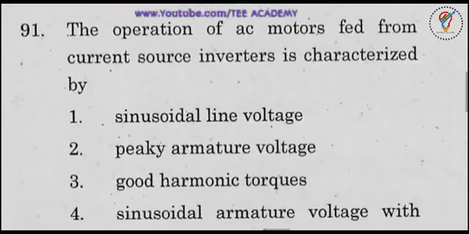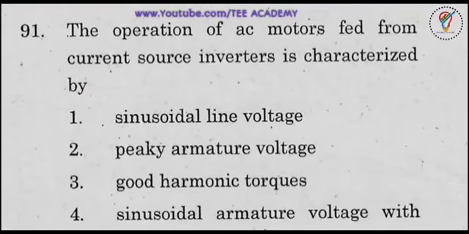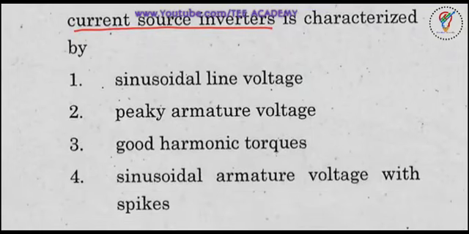Next one: the operation of AC motors fed from the current source inverter is characterized by... So current source inverter, where the current is going to be constant and the voltage is going to vary, is characterized by sinusoidal armature voltage with spikes here.